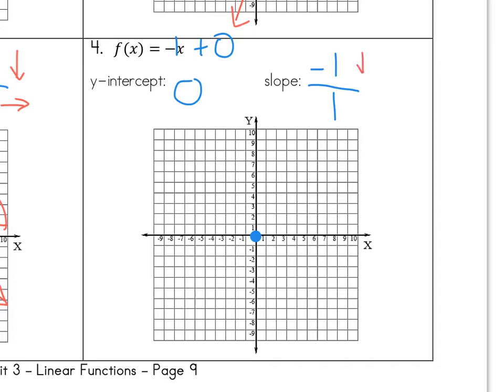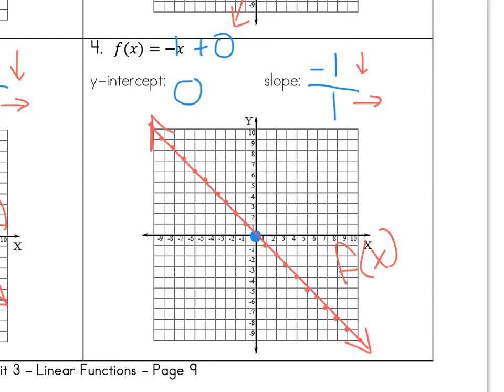So, down 1 to the right 1. Down 1 to the right 1, down 1 to the right 1, or up 1 to the left 1. I'm going to pause the video. You can pause it if you want, but I just need to pause it to start plotting the points.